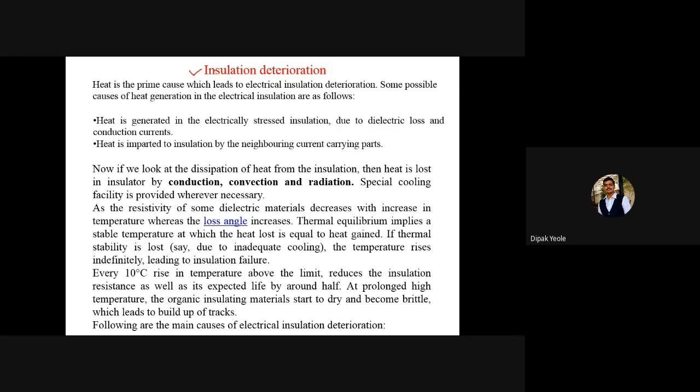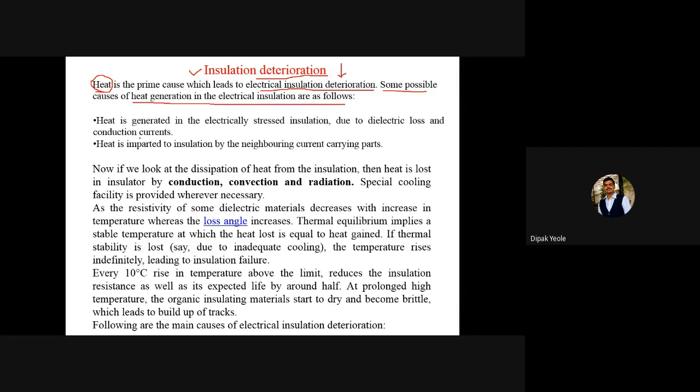We are interested in the types of maintenance, and after the types of maintenance we are interested in the equipment maintenance, and after that in insulation deterioration. Deterioration I already explained to you, it is nothing but losing its property, and whenever heat is produced, one can say heat is the prime cause which leads to electrical insulation deterioration. Some possible causes of heat generation in the electrical insulation are as follows.